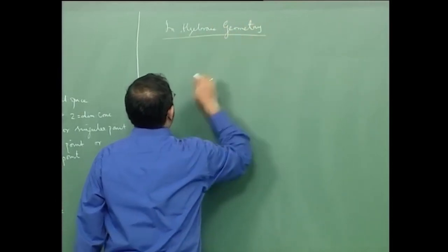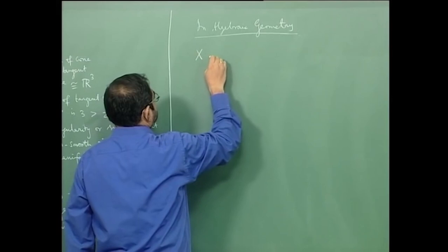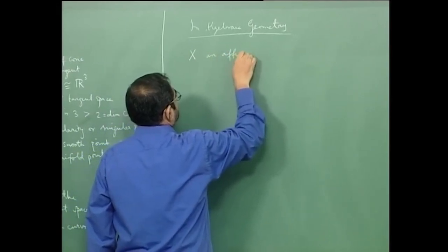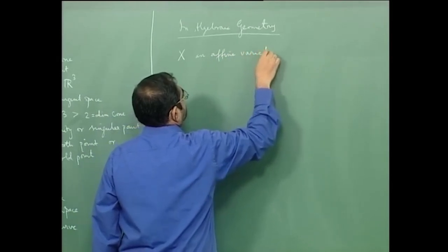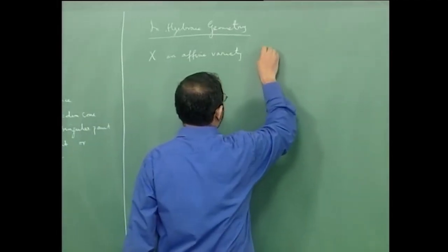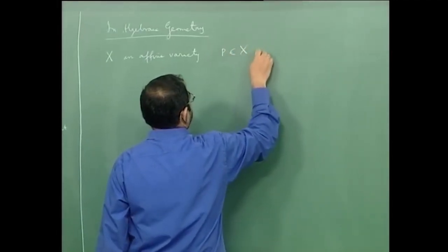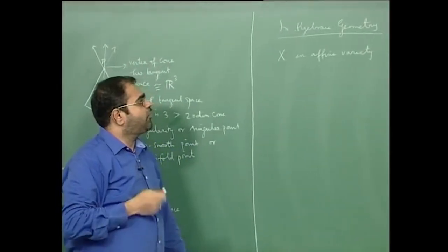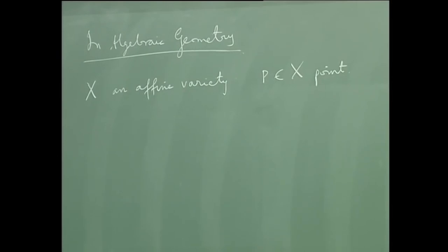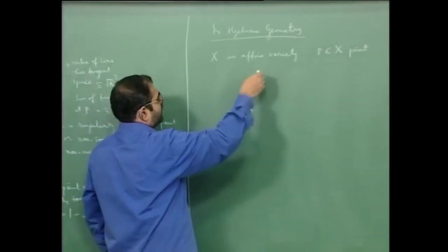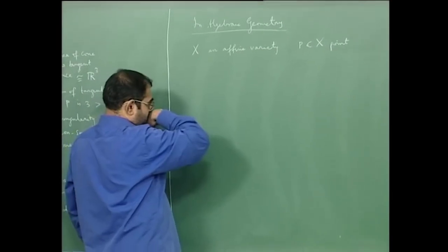So how do we do it? What you do is you take X to be an affine variety. Let X be an affine variety, P a point of X. How do you define that P is a smooth point or a non-singular point? For that, you do the following thing.